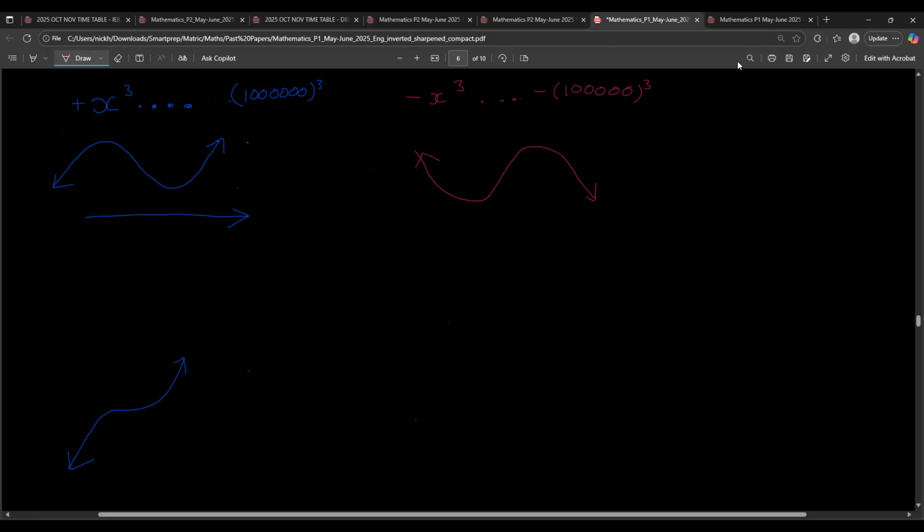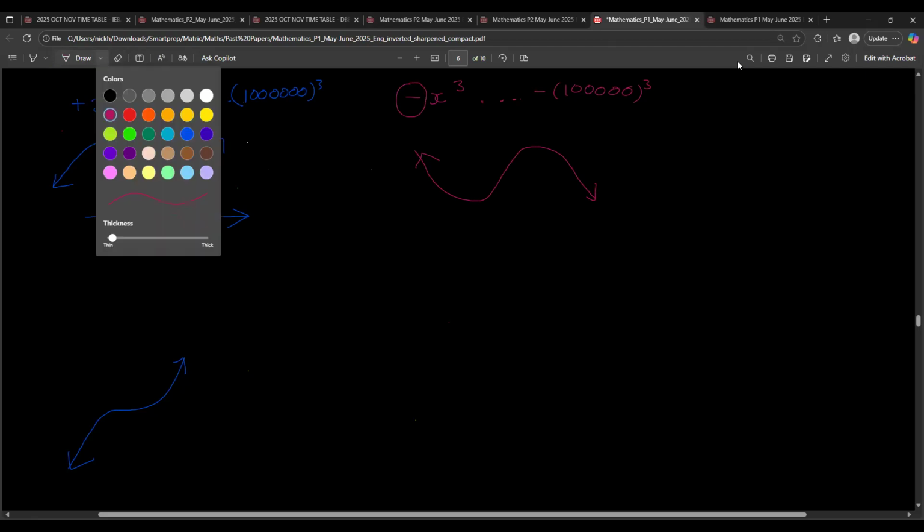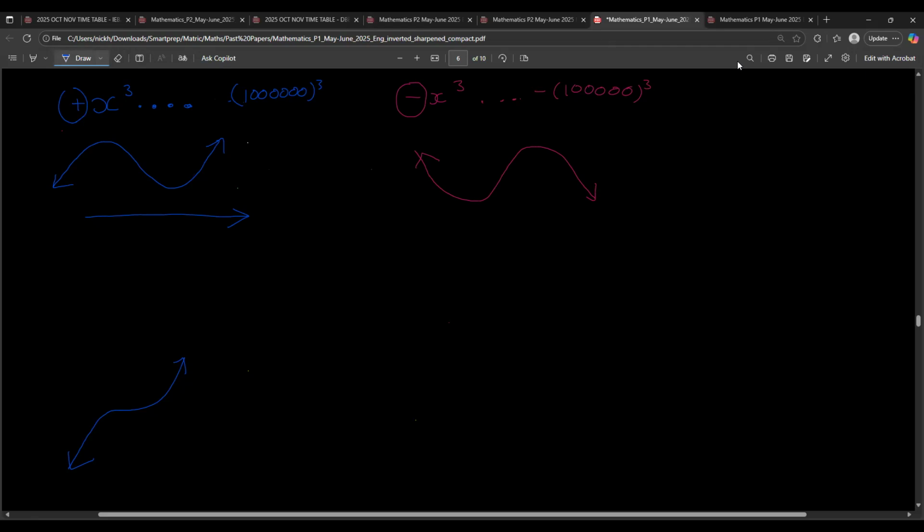So whenever you get a negative, it's going to look like this. And whenever you get a positive, it's going to look like this one. Now, why is that important?